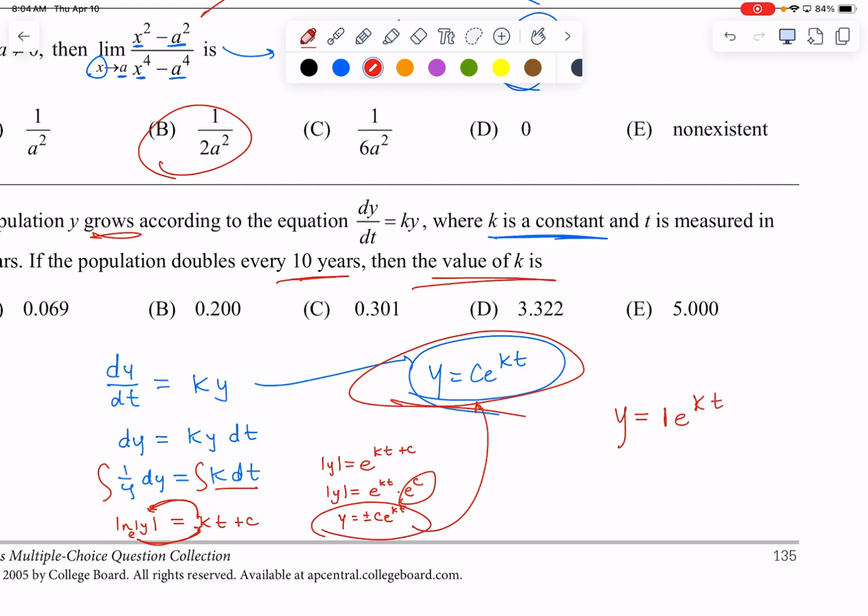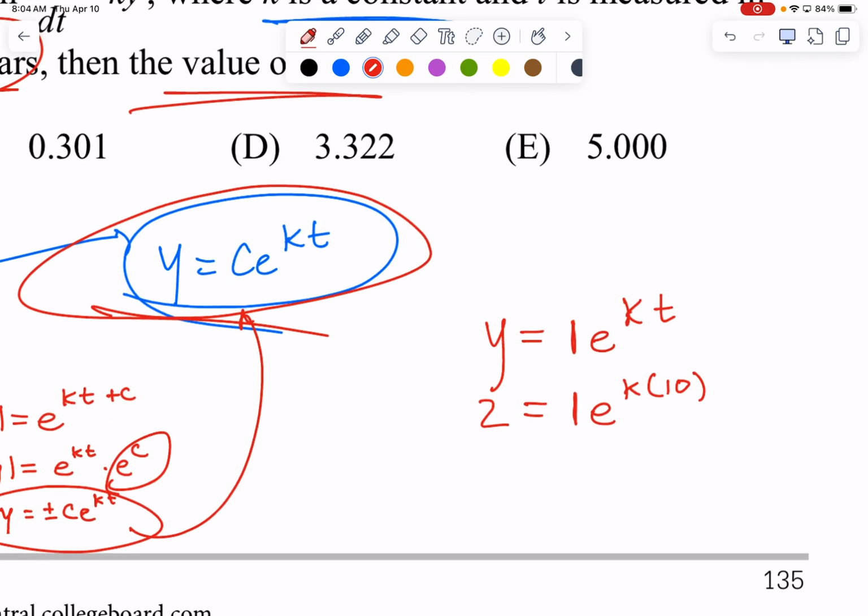Now, if the population doubles every 10 years, in 10 years, how many people would you have? We got one person in the beginning, and you're going to double every 10 years. What does double mean? In 10 years, you'll have what? 2 people. We made that really hard. Yes. So 2 equals e to the 10K, and then you just solve for K.